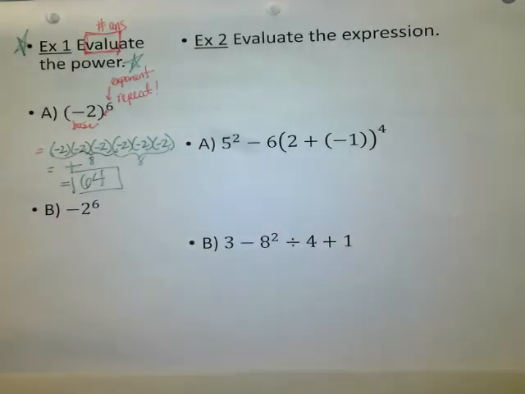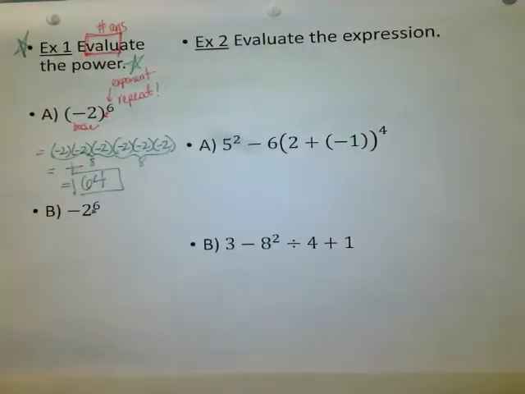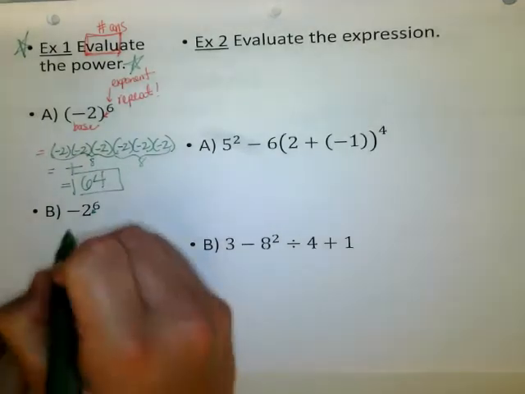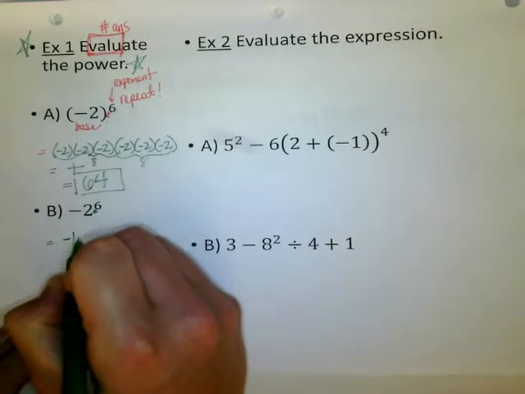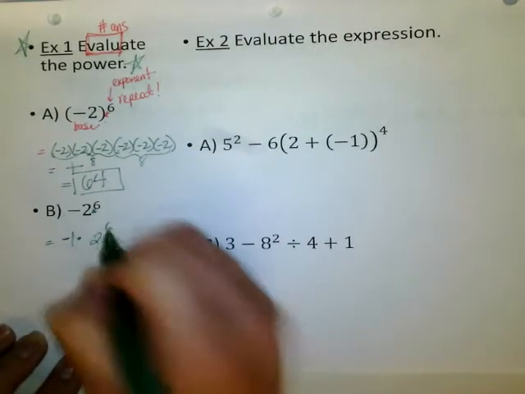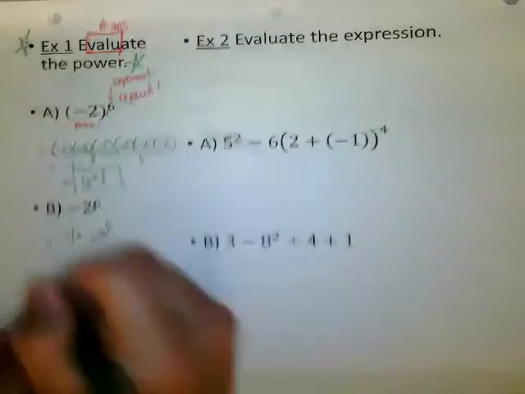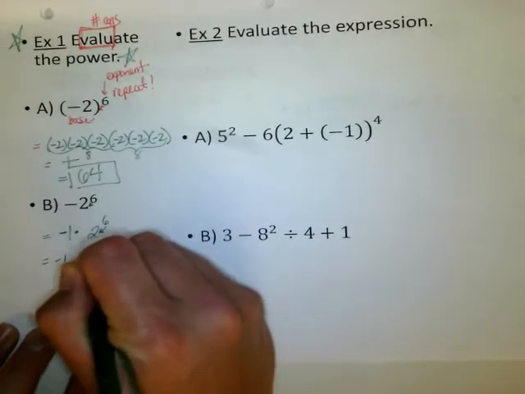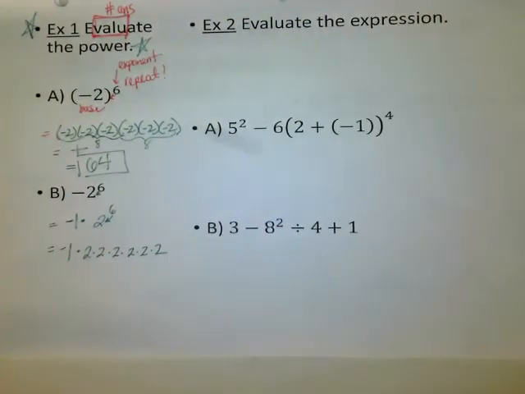What is direct? What do you think? Just the number 2, not the negative. The thing directly next to it is the 2. So that 6 is only saying repeat the 2. So the way this works is you can think about this. This is a negative. You can always separate that negative and turn it into a -1 times 2 to the 6. This 6 only affects the 2, the thing that's directly next to it. So that's the thing that we're going to repeat. So this is 2 times 2 times 2 times 2 times 2 times 2. Repeating the 2 6 times.